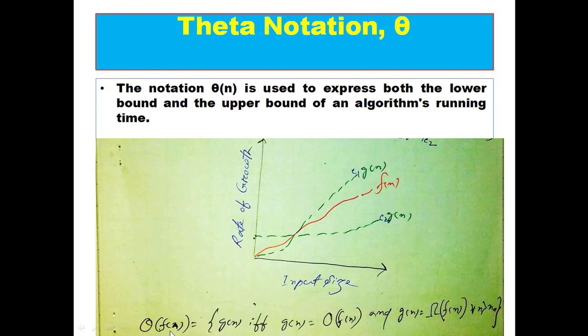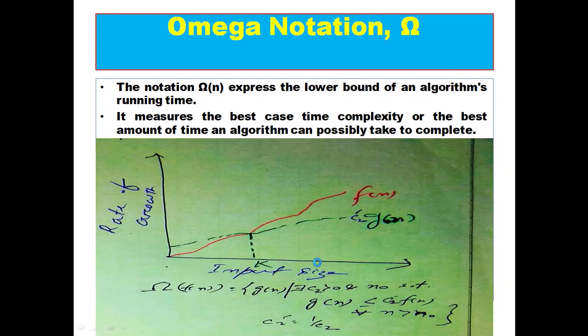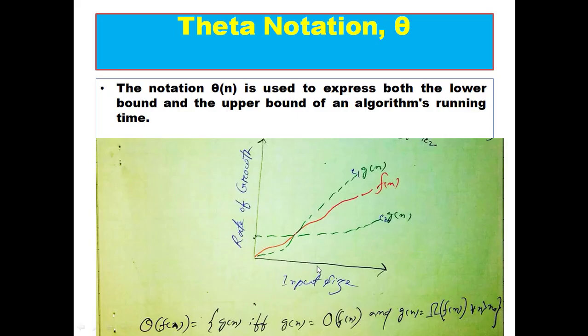Do remember that theta of Fn exists only when both upper bound and lower bound exist. So theta of Fn is equal to Zn if and only if, this IFF stands for if and only if, Zn is equal to big O of Fn and Zn is equal to omega of Fn for all n greater than n naught. Clear? So guys, I think big O notation, omega notation and theta notation are very clear to you now. If any doubt still exists, then do comment and I will of course respond to those comments.